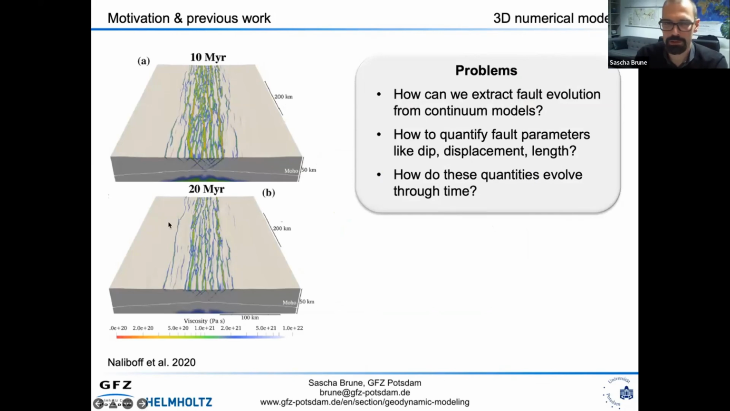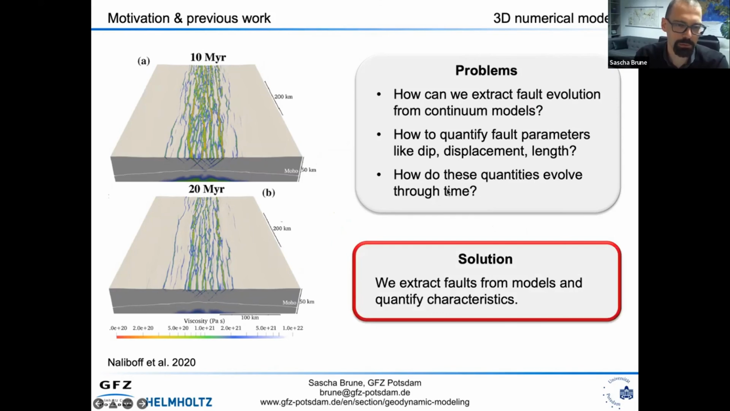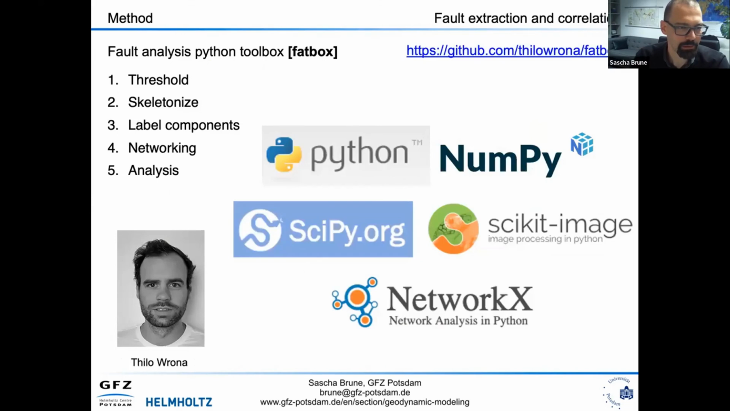So how can we get faults out of continuum models? Faults are 2D interfaces, and how can we quantify fault parameters like dip, displacement, length, and how do we track them through time? This is the challenge. What we do is extract faults from models and quantify their characteristics. Thilo has implemented a fantastic Python library, or Python workspace, that uses image analysis and all kinds of database approaches to do exactly this. It's also open source. He put it on GitHub. As I said, it's work in progress, but you are welcome to try it out.